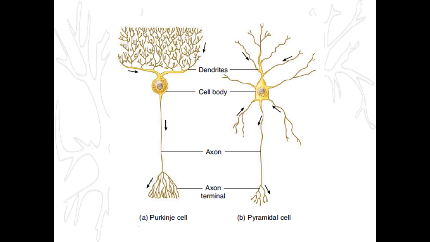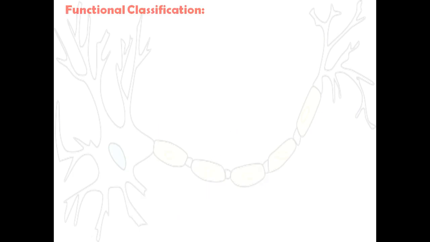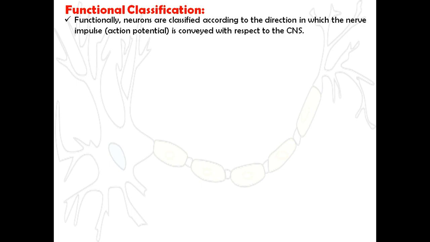These are the Purkinje cells and these are the pyramidal cells, which are pyramidal in shape. Now next is functional classification of neurons. Functionally, neurons are classified according to the direction in which the nerve impulses or action potential is conveyed with respect to the central nervous system.